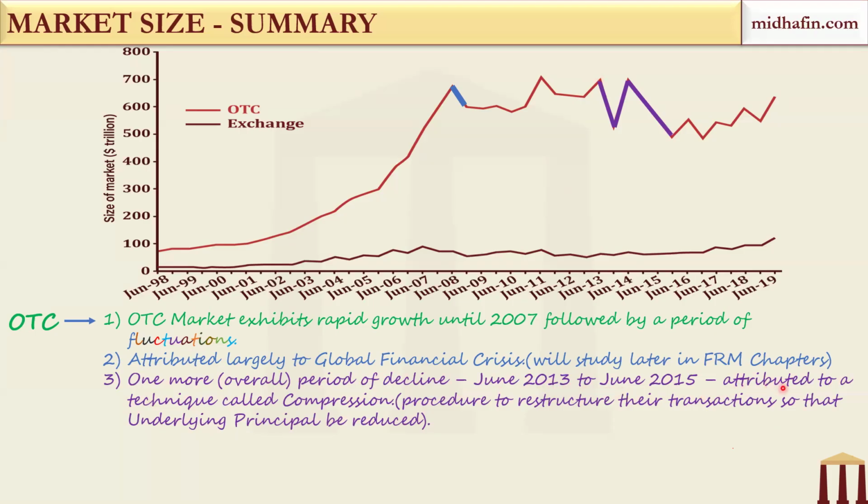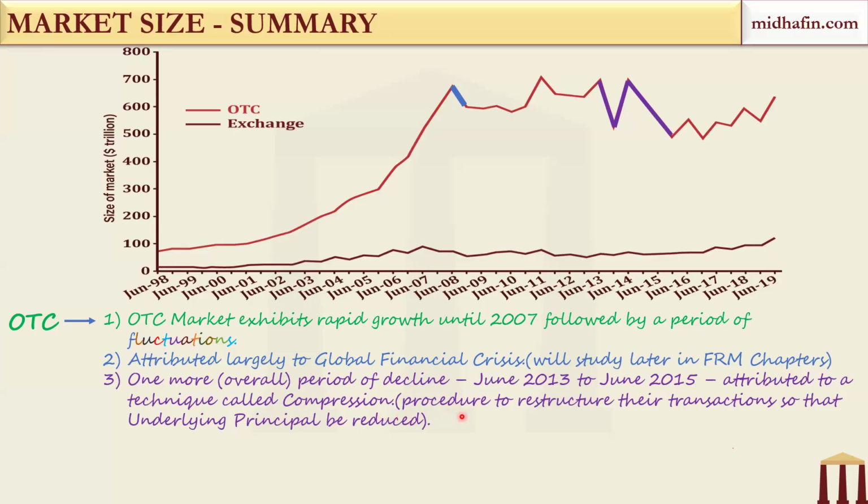Now, this can be attributed to a technique called compression. Again, this we'll study later on. This is a theoretical idea. You can go through it in FRM part 1, where it's introduced, but compression and its dynamics are also discussed in detail in FRM part 2, the credit risk module.